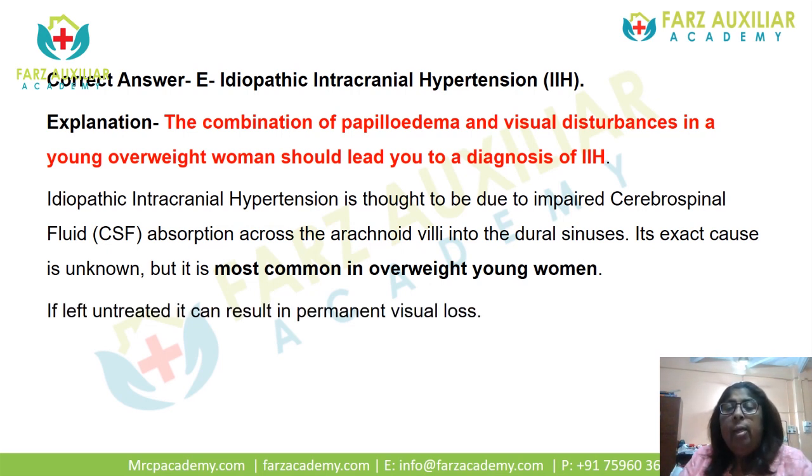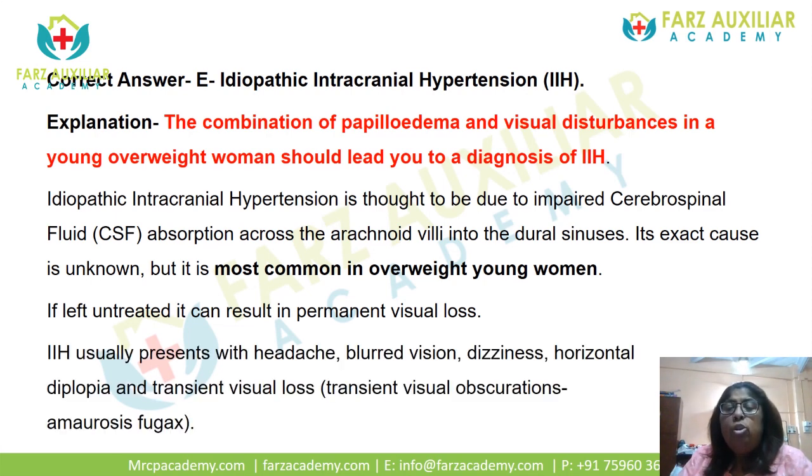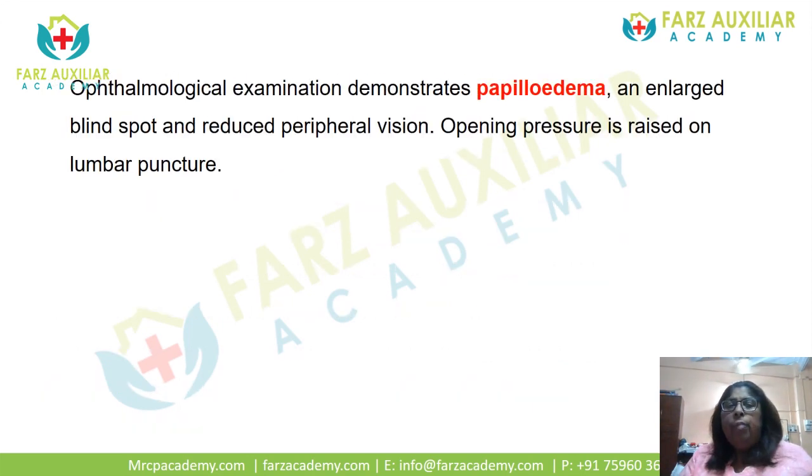IIH usually presents with headache, blurred vision, dizziness, horizontal diplopia, and transient visual loss, or transient visual obscurations, also known as amaurosis fugax. Ophthalmological examination demonstrates papilledema, an enlarged blind spot, and reduced peripheral vision. The opening pressure is raised on lumbar puncture. Treatment is with a combination of weight loss, acetazolamide, and regular lumbar puncture.